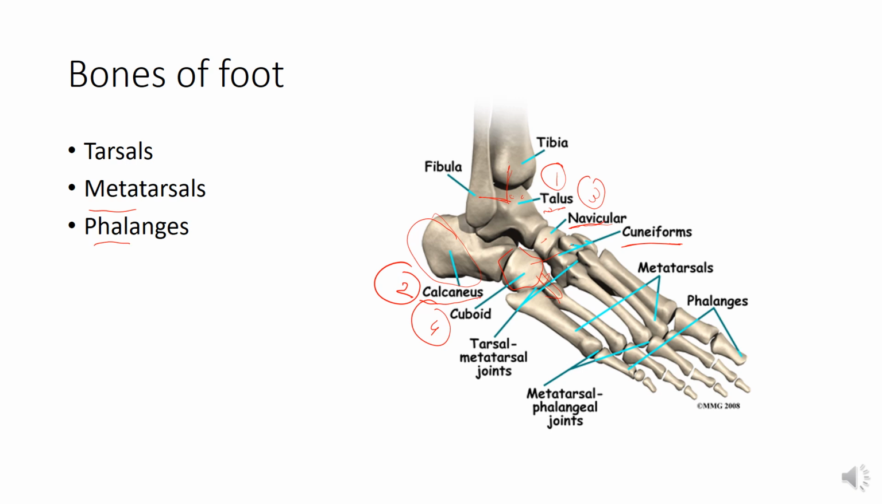So they are 5 in number. This one is 1, 2, 3, 4 and 5. So this is the medial side, while this is the lateral side, little toe. So 1, 2, 3, 4, 5. We have 5 metatarsal bones.